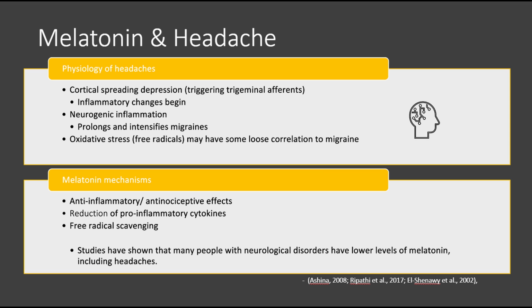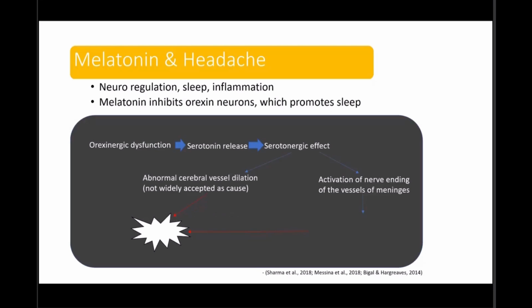There are many studies that show people with neurological disorders have lower levels of melatonin overall, so anything like Parkinson's, but I'm primarily looking at headaches, so headaches is definitely on that list. Okay, so this is just a little bit of a theory of how some of these things work.